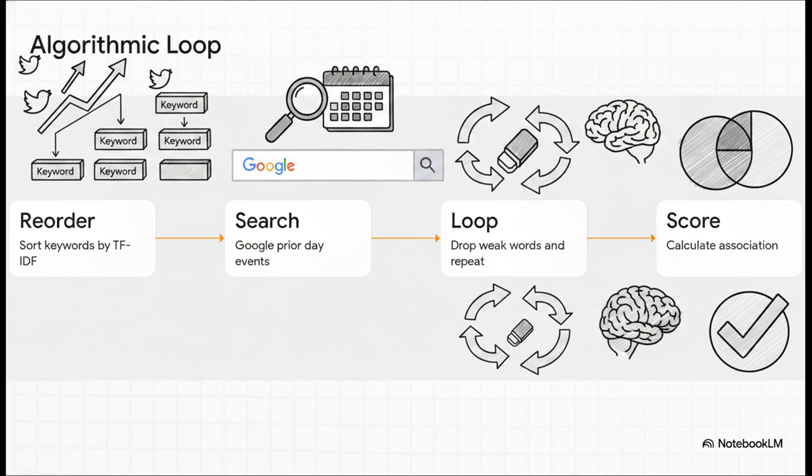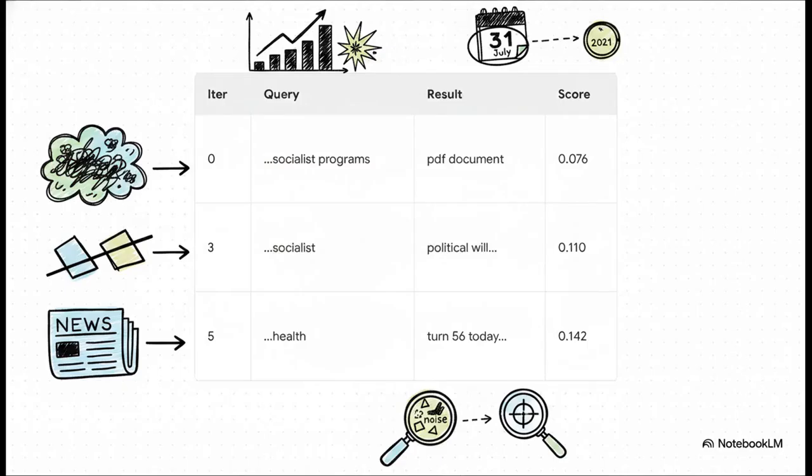Then it runs a loop. It searches, drops the weakest keyword, and searches again. It repeats this up to 6 times, comparing the search results to the Twitter keywords using a mathematical association score. Check out how this progresses for a massive sentiment spike that happened on July 31st, 2021. On iteration 0, searching a huge, clunky string of words just yielded some random PDF document.